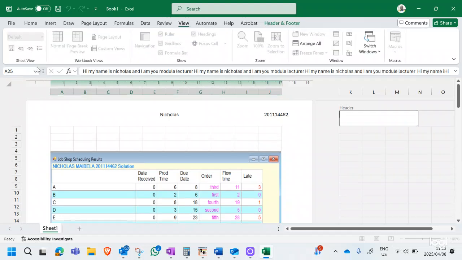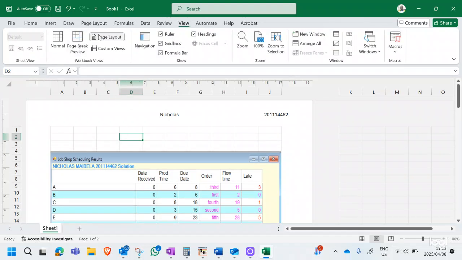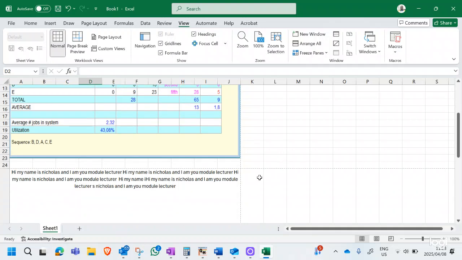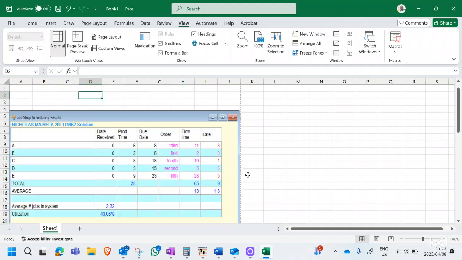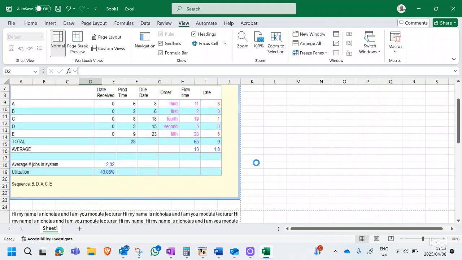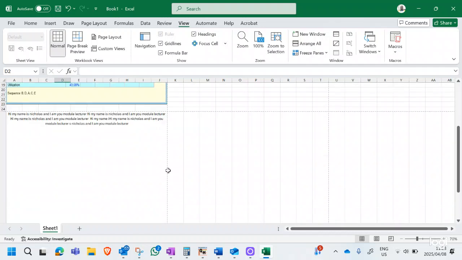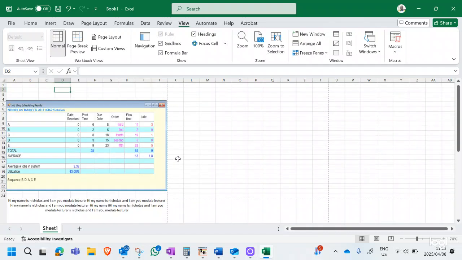Then you can maybe take it back to that normal format. Now it's going to show you where your work ends or where your work starts and stuff like that. Like that. And save this file, submit.